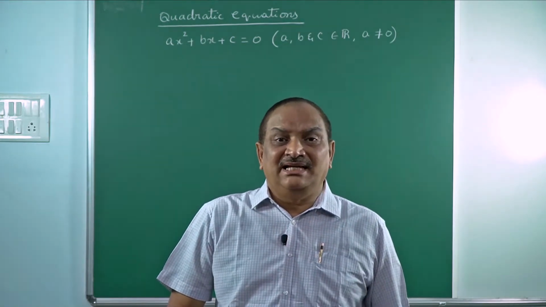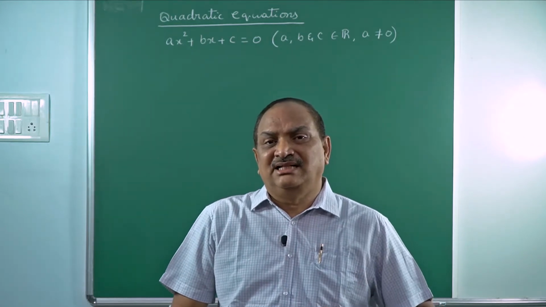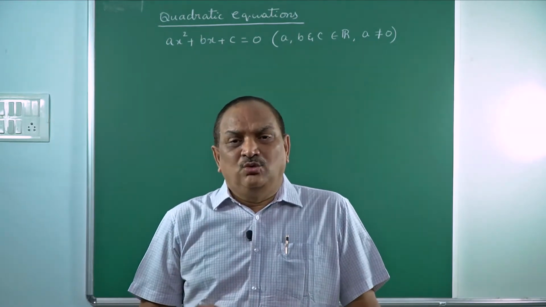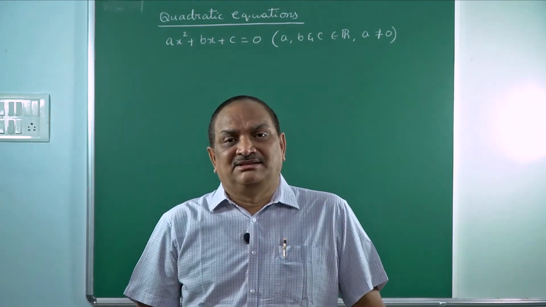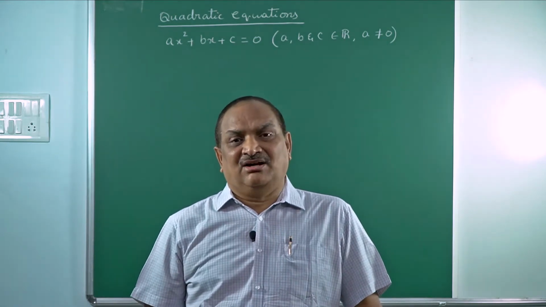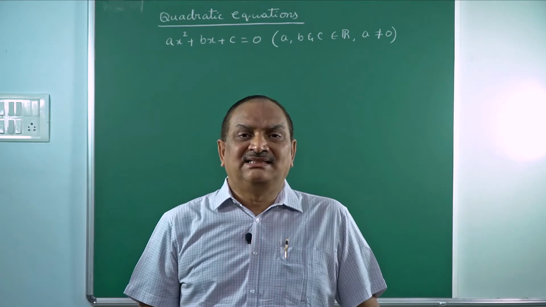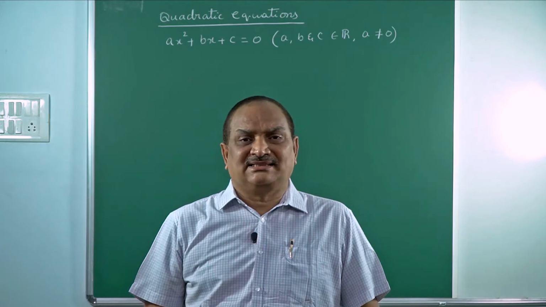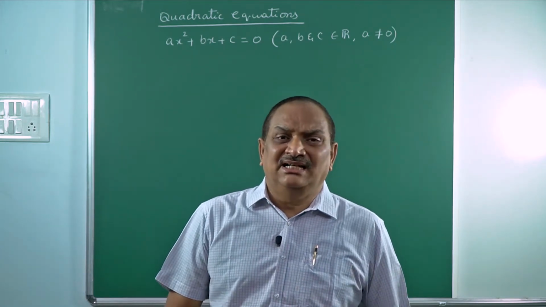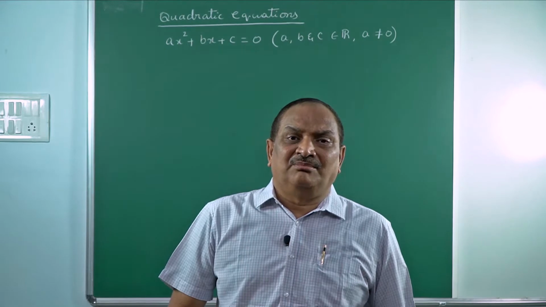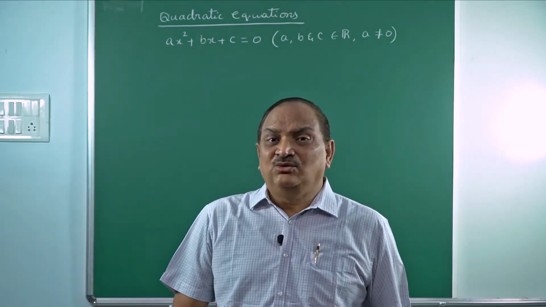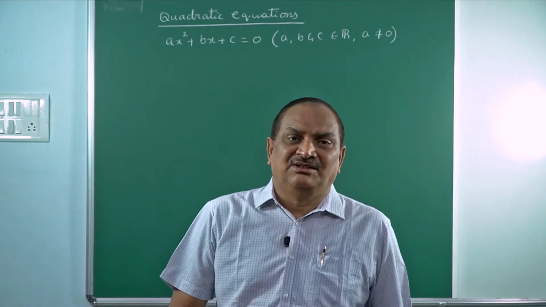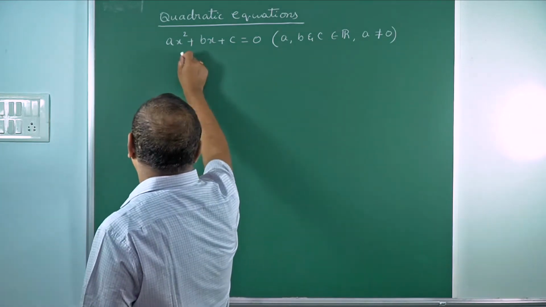We say this is a quadratic equation in x, because we are using x as the variable. When you solve an equation, we get the value of x or values of x. Because this is a second degree equation, we necessarily have two values for x which satisfy this condition. The values of x which satisfy this equation, we call them roots of the quadratic equation.